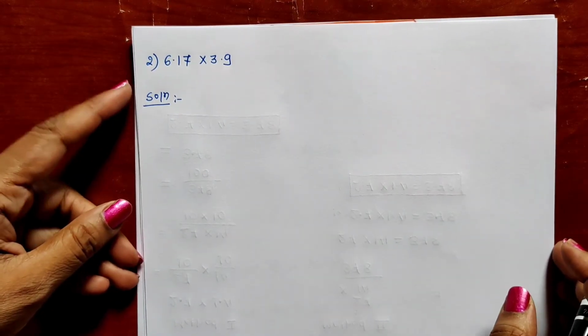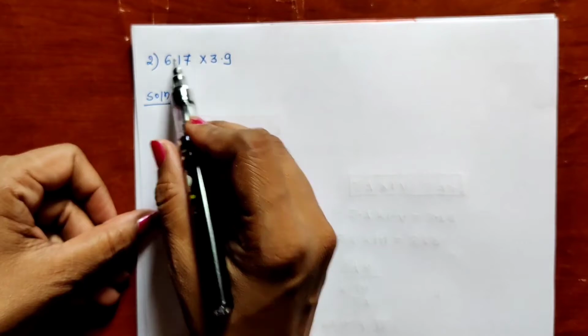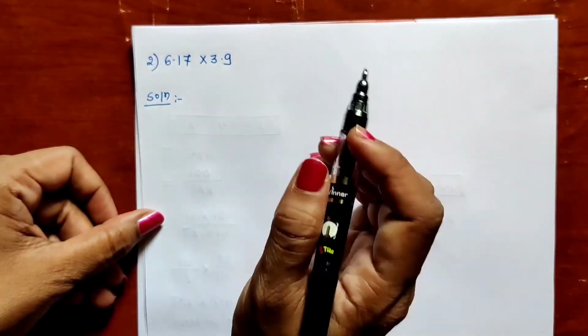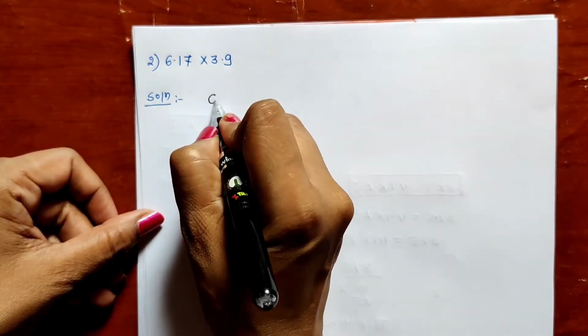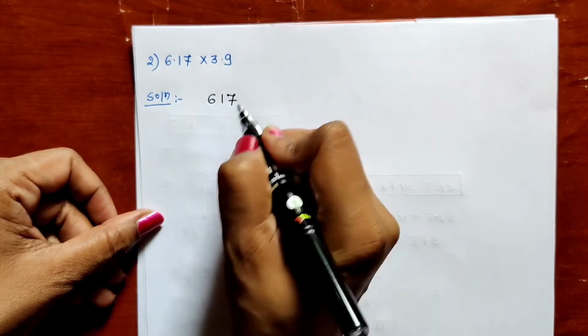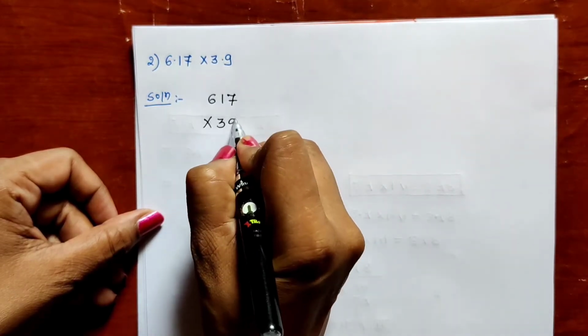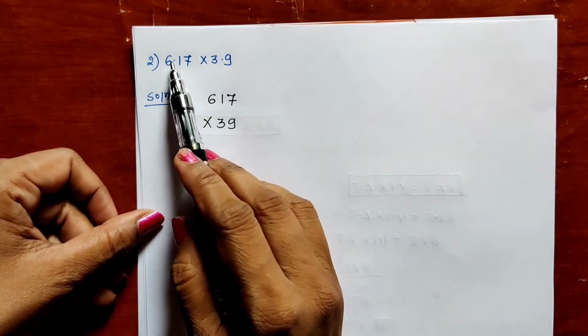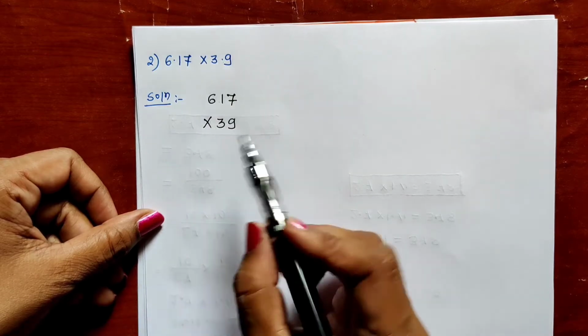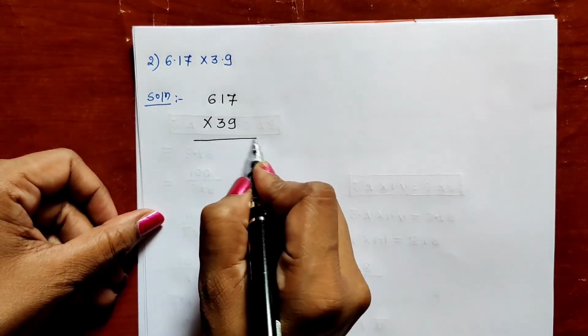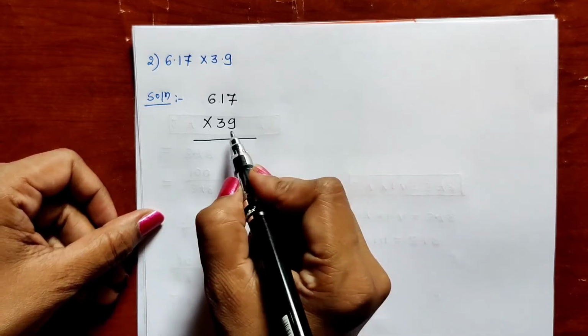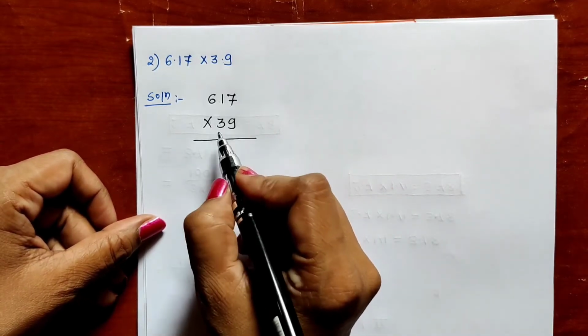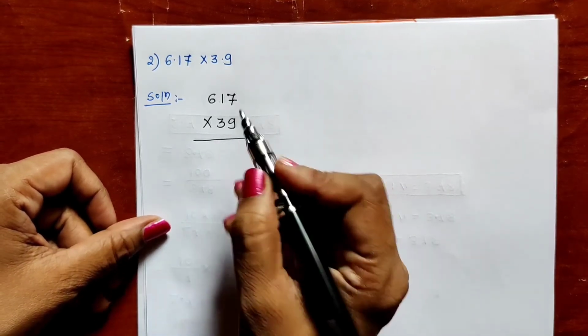Now we will be multiplying, and while multiplying we remove these decimal points. We will not write the points. We will simply multiply: 617 multiply by 39. Okay. We have not put decimal points here. Now we will multiply. 39's table we all don't know. So first we will be multiplying by 9, and then we will be multiplying by 3. Very easy.